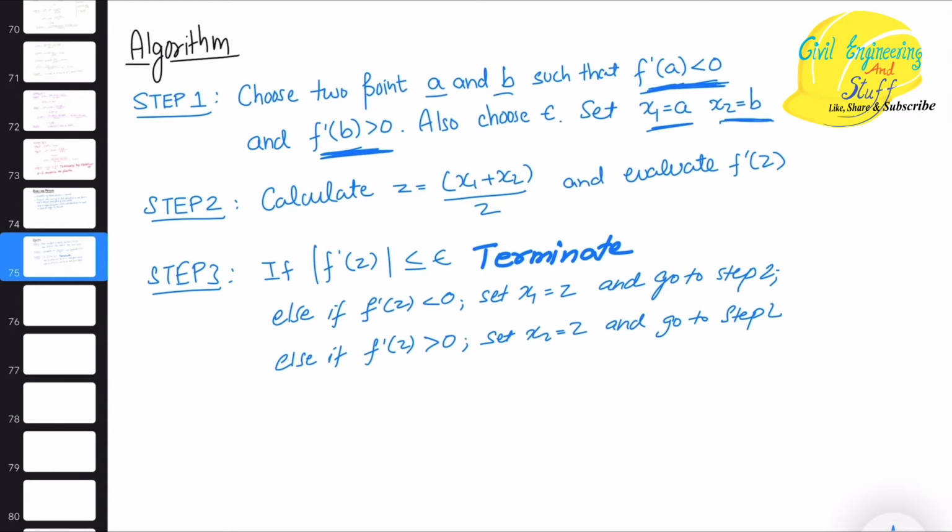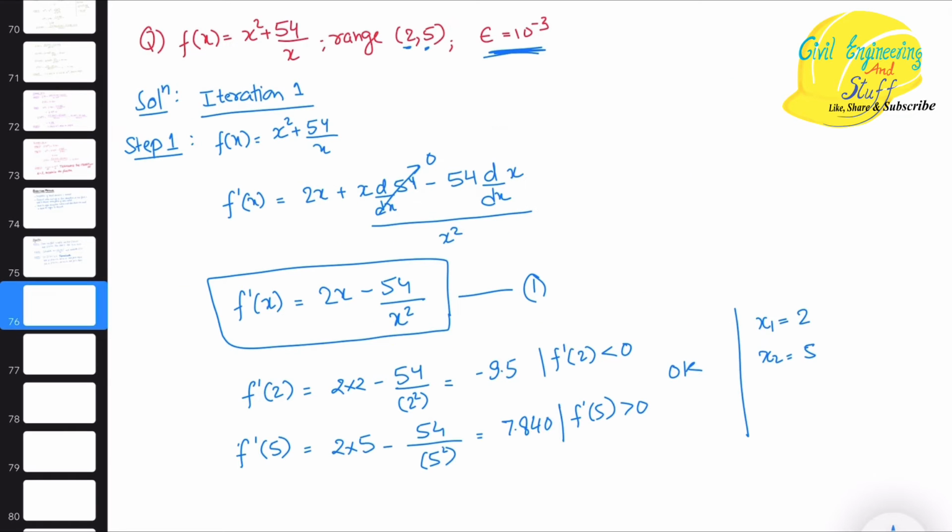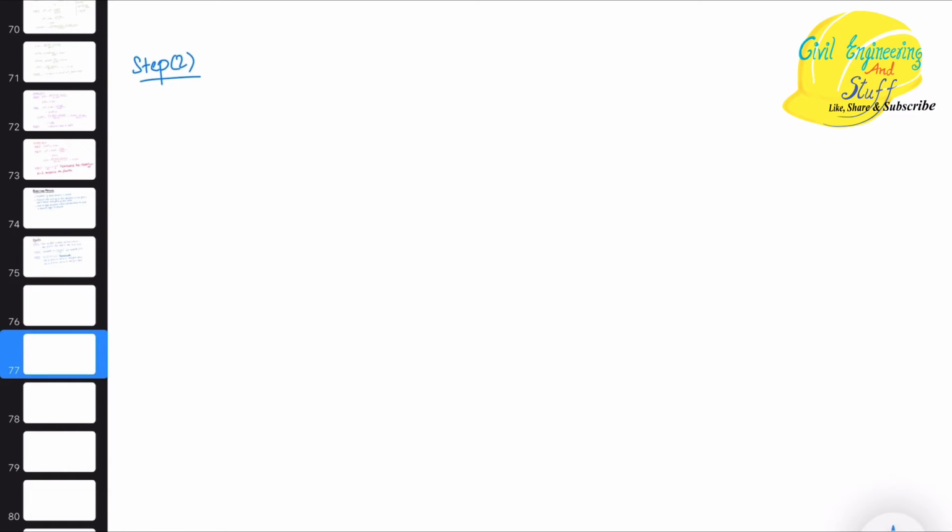Now let's do step 2. Step 2 says that we have to find out the value of z, that is equal to x1 plus x2 by 2, and then we have to find the first derivative of the value z. In this case your z will be 2 plus 5 by 2. On solving it, this will be 3.5. So we have to find f dash of 3.5.